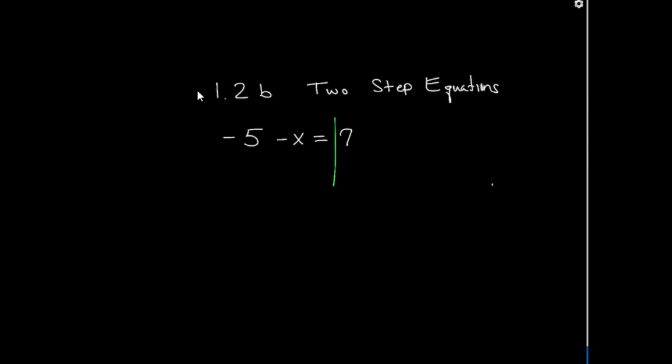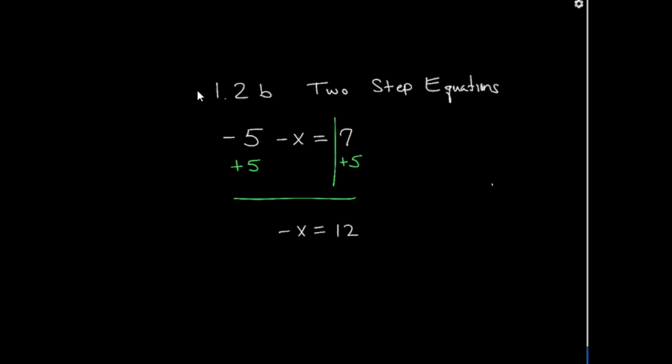I do that by adding 5 to both sides. When I do that, I bring my negative x down, and I'm left with negative x is equal to 12. Now be really careful with this because this is not your final answer.